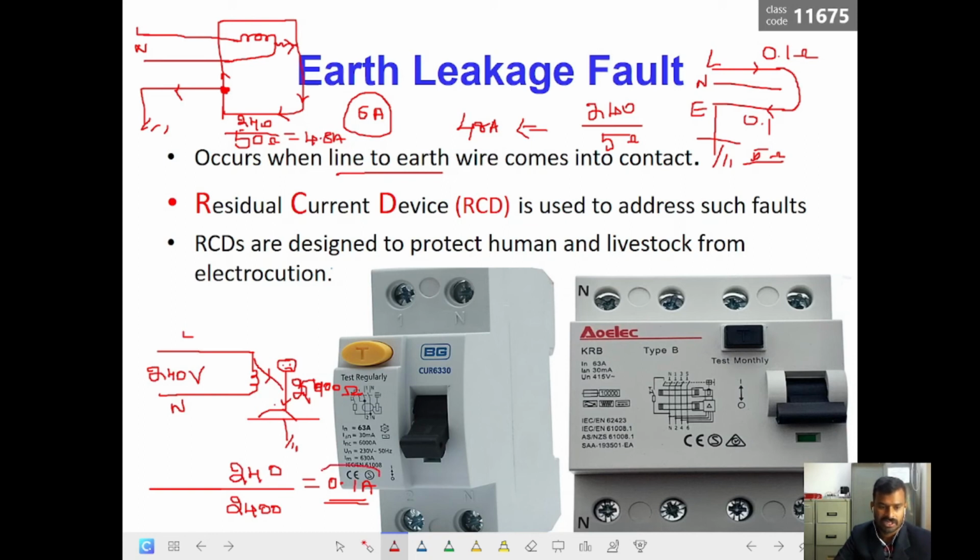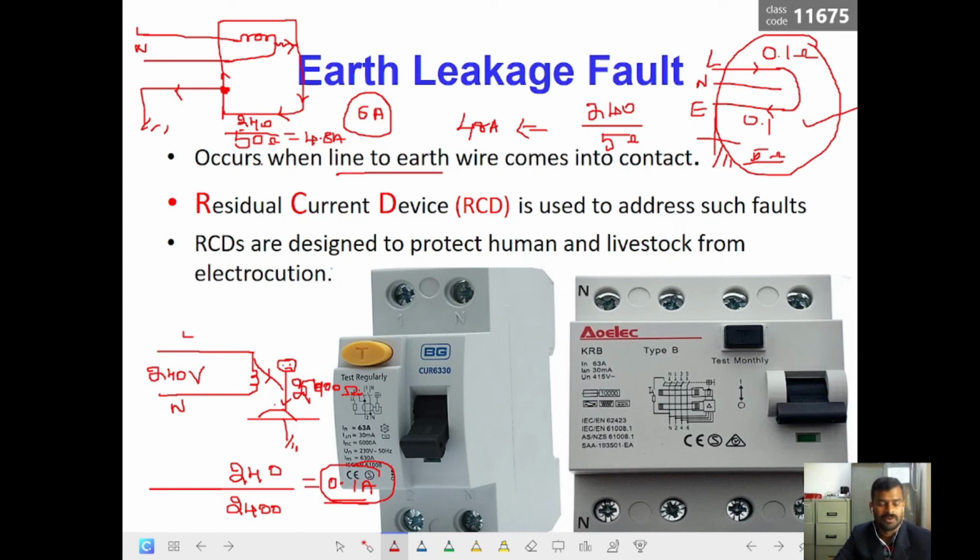So we need to detect this small leakage current, or we need to detect this line to ground fault. This kind of fault is called a direct fault, where the line and the earth conductor are directly connected and a huge amount of current flows to the earth. So this is called a direct fault. And these two scenarios will be considered as an indirect fault.